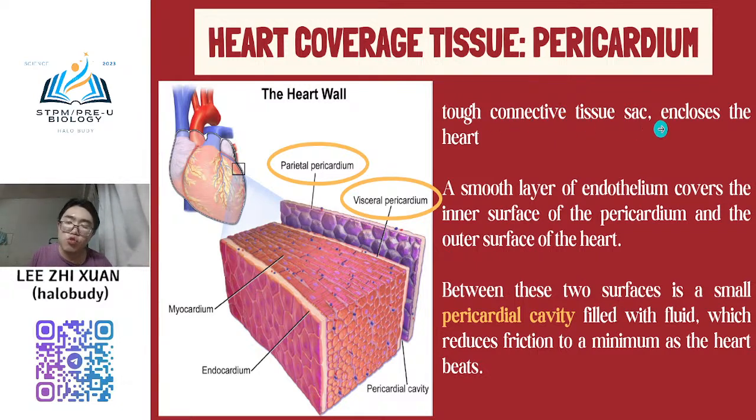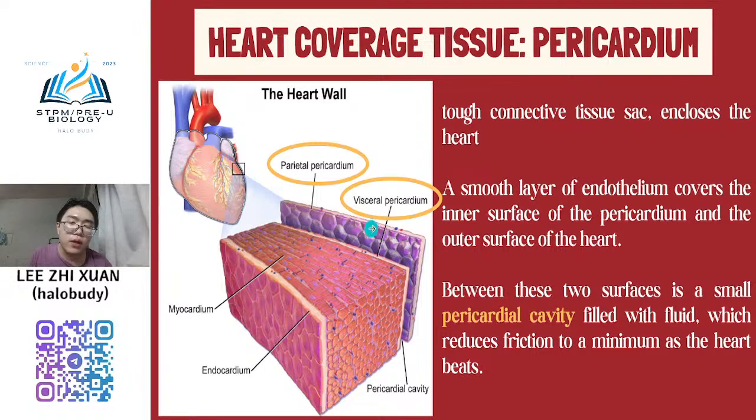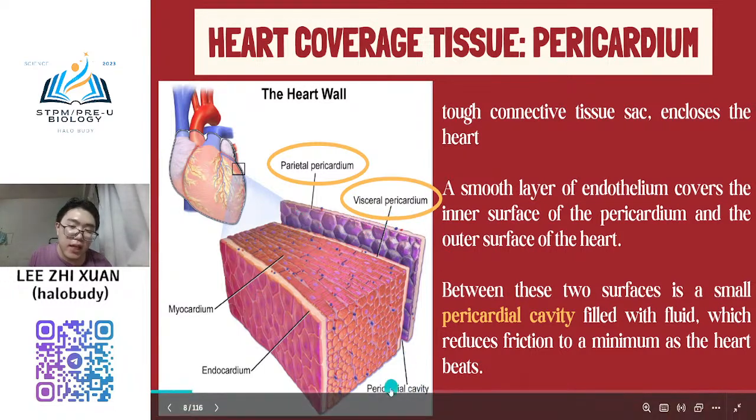one type of connective tissue enclosing the heart. So I already said it is the outermost layer. And then a smooth layer of endothelium covers the inner surface of the pericardium and the outer surface of the heart. Between these two surfaces is a small pericardial cavity filled with fluid, which reduces friction to a minimum as the heart beats. So if you see here, in between these two pericardium tissues, there is a small space known as the pericardial cavity. This pericardial cavity functions to reduce friction to a minimum as the heart beats.